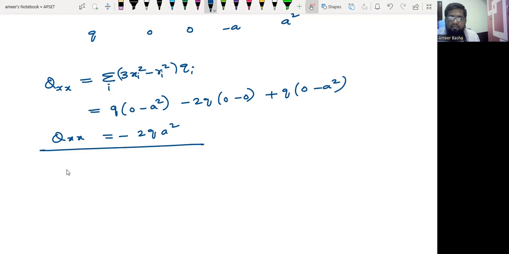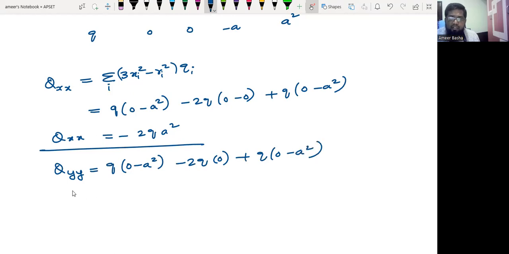Continuing to calculate, Qyy. Y is also 0. That is Q into Y is also 0, that is minus A square. Minus 2Q, everything is 0. Plus Q into 0 minus A square. So Qyy, I'll get, is minus 2Q A square.